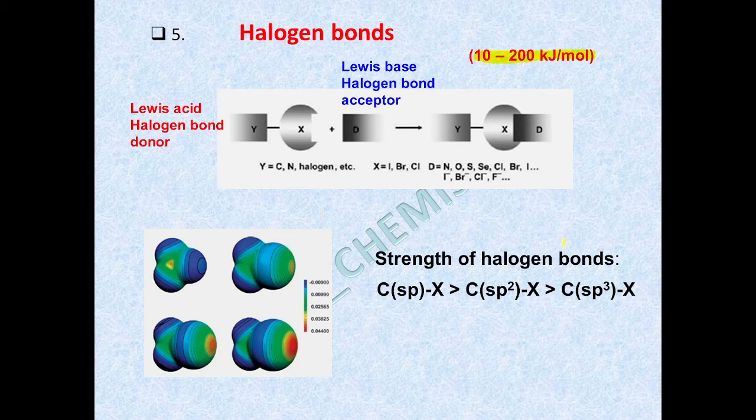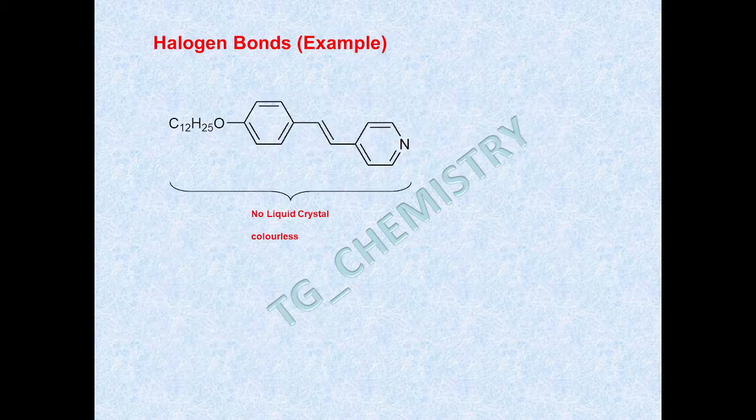And the strength of the halogen bonds is descending in the order of sp C-X bond greater than sp2 C-X bond greater than sp3 C-X bond. Okay, so this is the descending order of the strength of halogen bonding in the molecular structures.